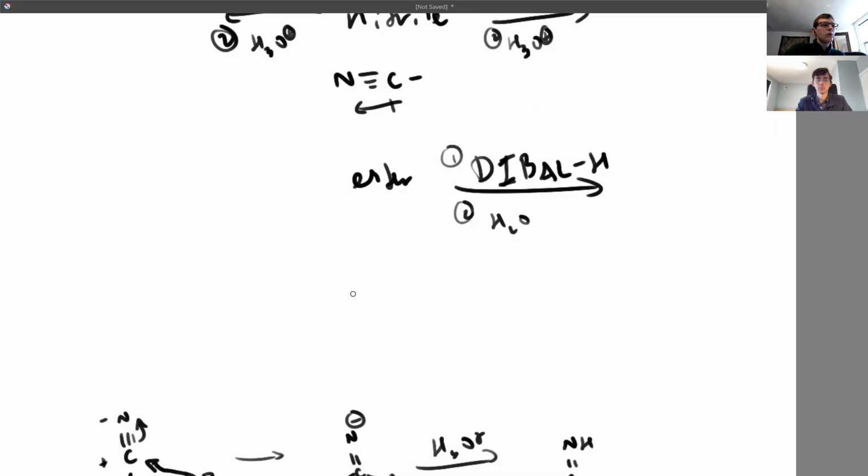And maybe let me add one more, which is ethers, but not really ethers because they're really acetals, which are kind of ethers. If we want to make those out of either ketones or aldehydes, the reaction works the same way. Well, in that case, you just add an alcohol of choice.